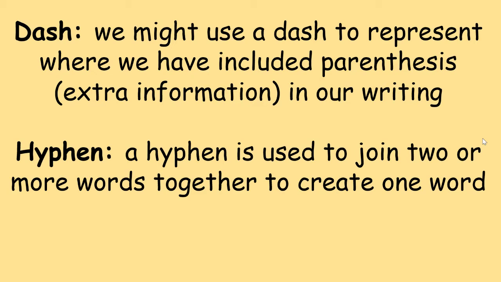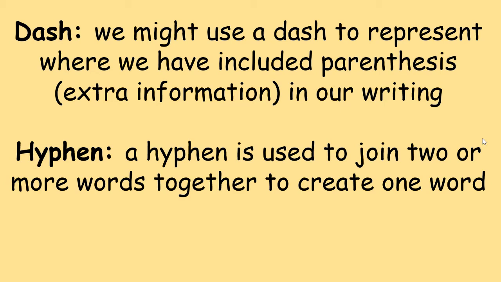So from the BBC Bitesize video, we should have learned that a dash is used to indicate where parenthesis has been used. Remember, parenthesis is extra information within our writing. So all those brilliant relative clauses that you include in your fantastic writing and those subordinate clauses are examples of parenthesis. They are extra information to make our sentences even more interesting. So we use a dash to represent where that parenthesis has been used.